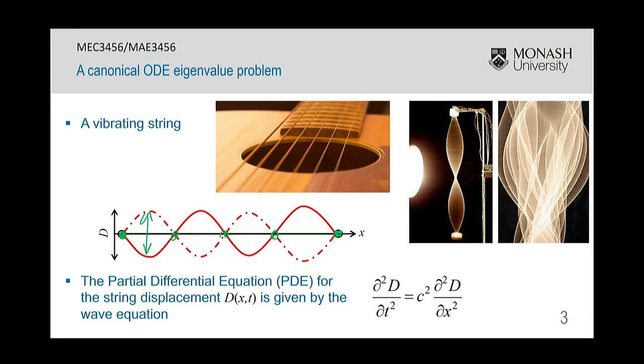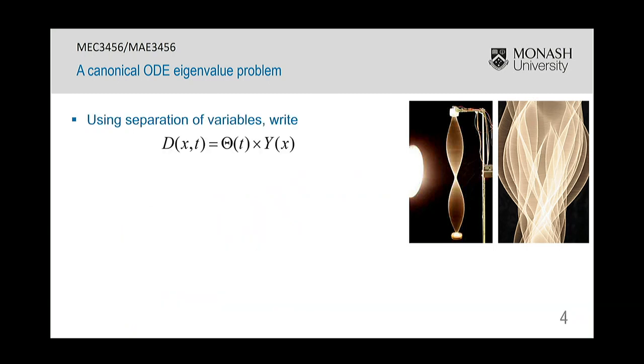The partial differential equation for the string displacement, d of x and t, is given by the wave equation, and that's written as the partial derivative d squared d dt squared is equal to c squared partial derivative d squared d dx squared. If we use separation of variables, in other words, we write our solution d of x, t as equal to theta of t times y of x.